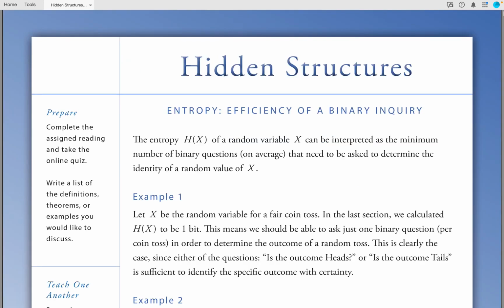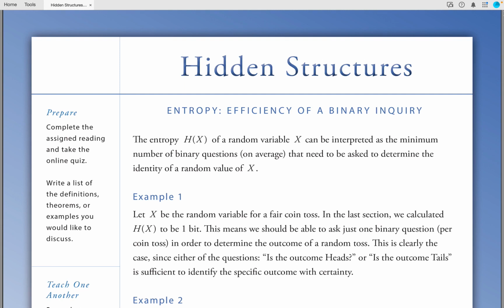Entropy as a measure of the efficiency of a binary inquiry. The entropy of a random variable x can be interpreted as the minimum number of binary questions, on average, that need to be asked to determine the identity of a random value of x.